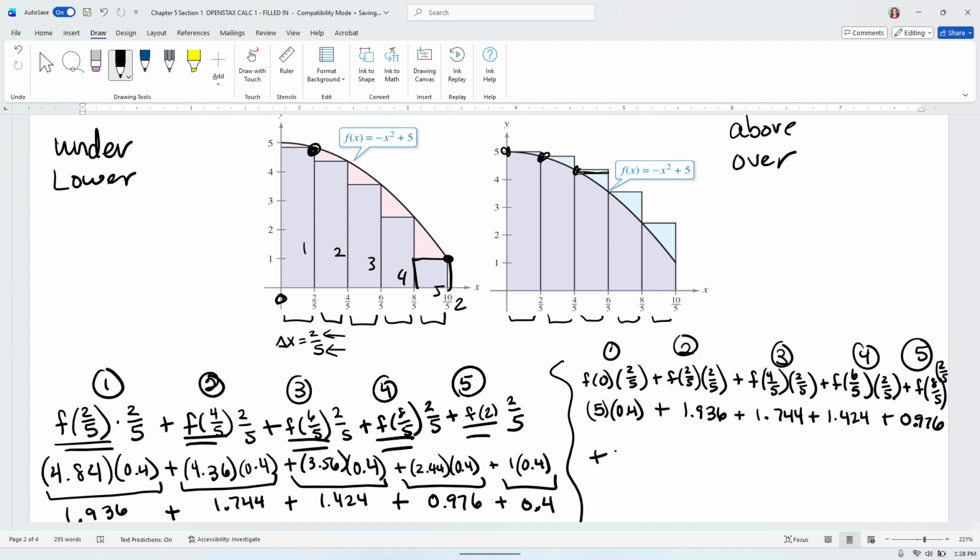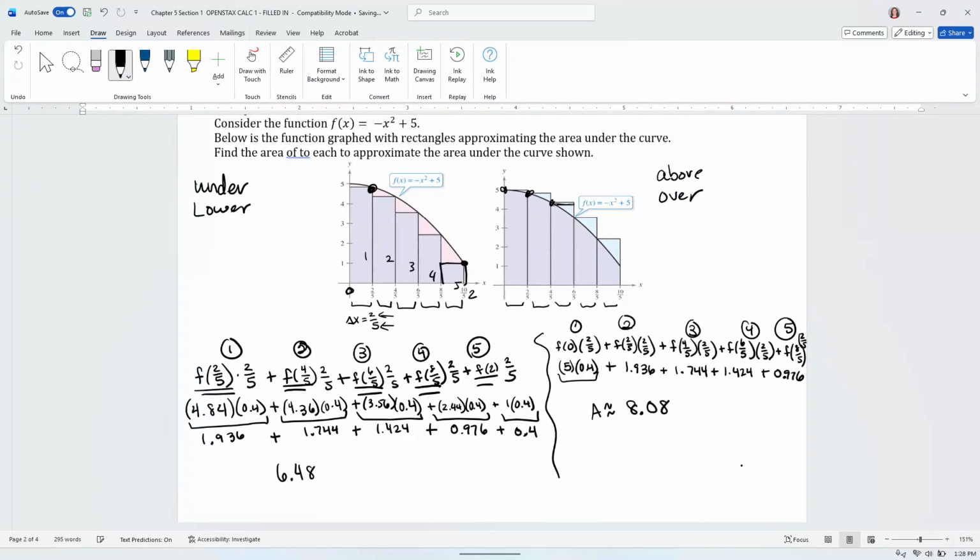So this time when I add them all up, let me add them all up here. Oof, 8.08. By the way, this one was a 2. Okay. So my area approximated with that overestimate is 8.08. Awesome. Excuse my cat playing here.